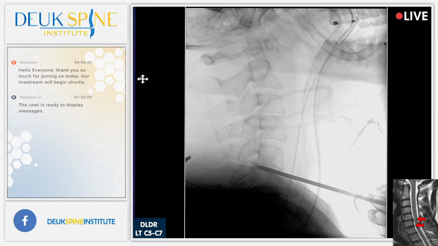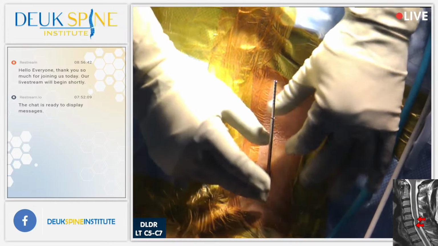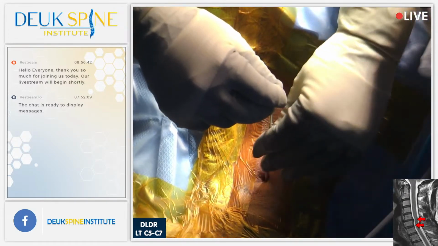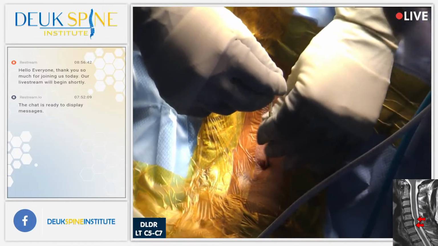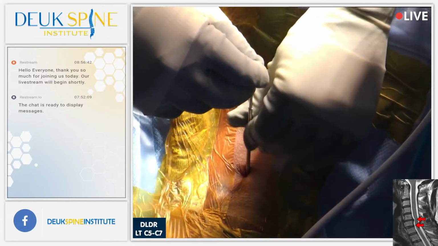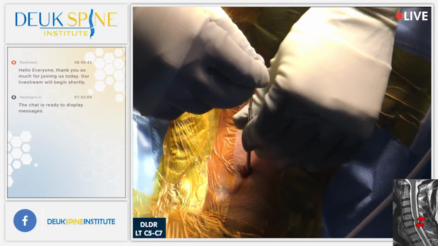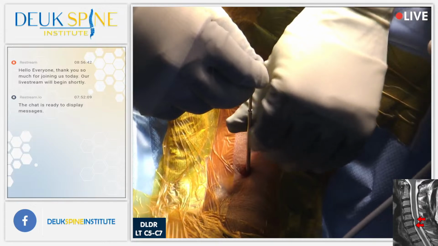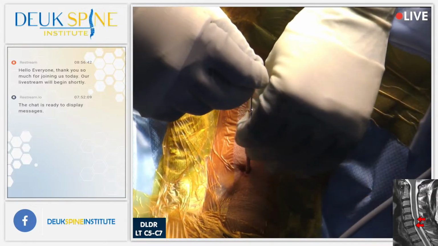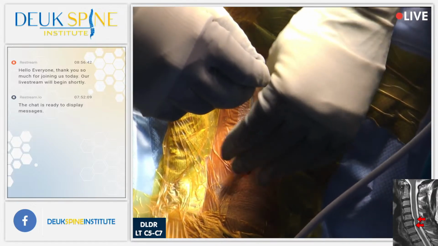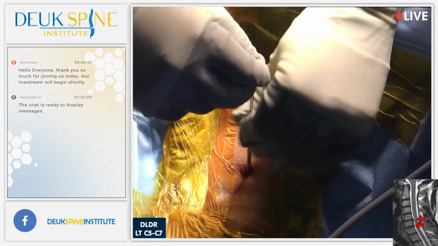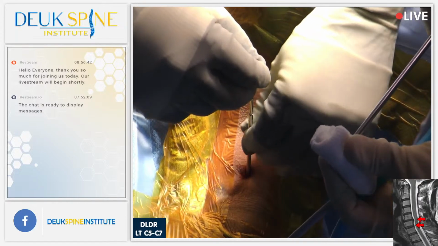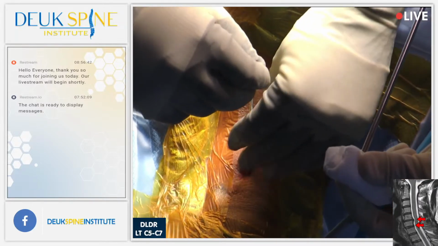The Deuk laser disc repair, this surgery you're watching, is the only surgery in the world that actually does what's right, which is to remove the herniation and clean the tear from which it came out of so that the tear will seal. There's no other surgery in the world that does that. And we were the first to do it 16 years ago. So in 2006 was when we did the first Deuk laser disc repair. And how many years ago was that? That's now 17 years. Going on 17 years.